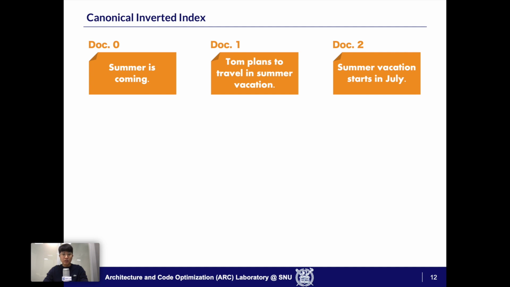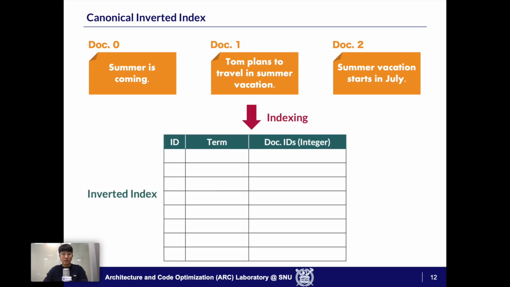Before jumping into the compression scheme for 2U, I briefly introduce the inverted index structure. Suppose you have 3 documents. An inverted index is like a key-value data structure. The key is a term, and the value is the document IDs containing that term.